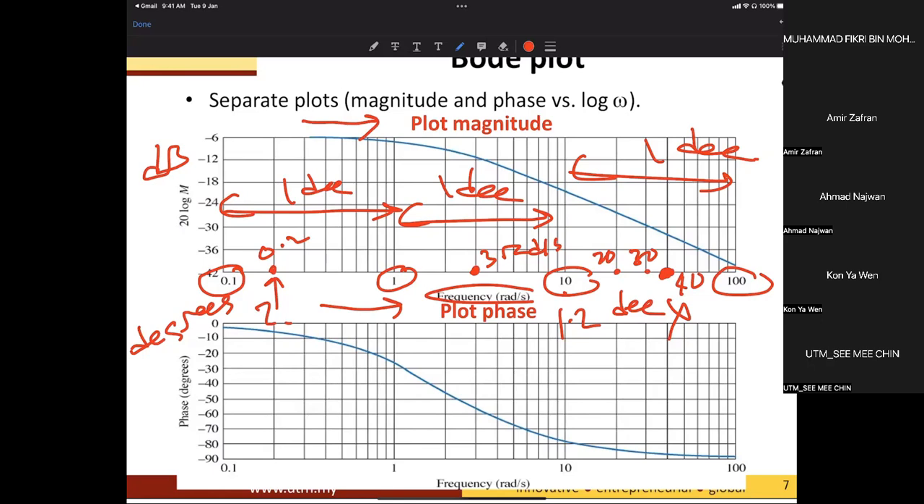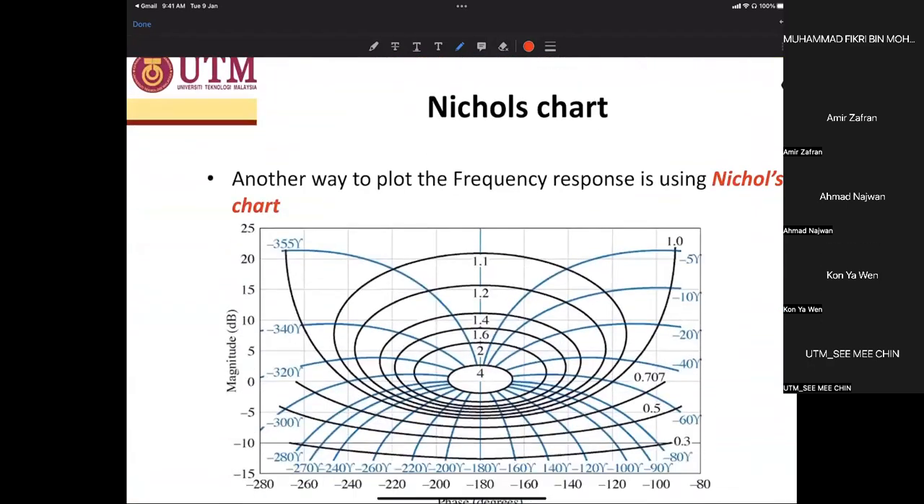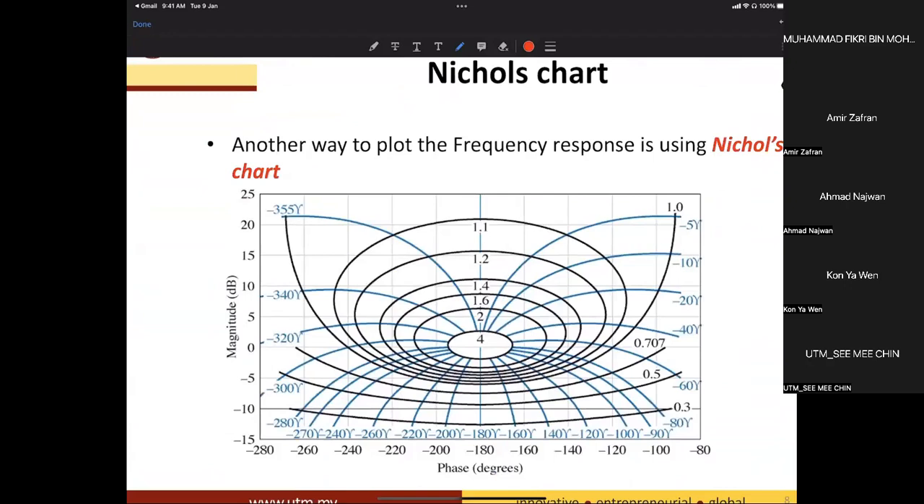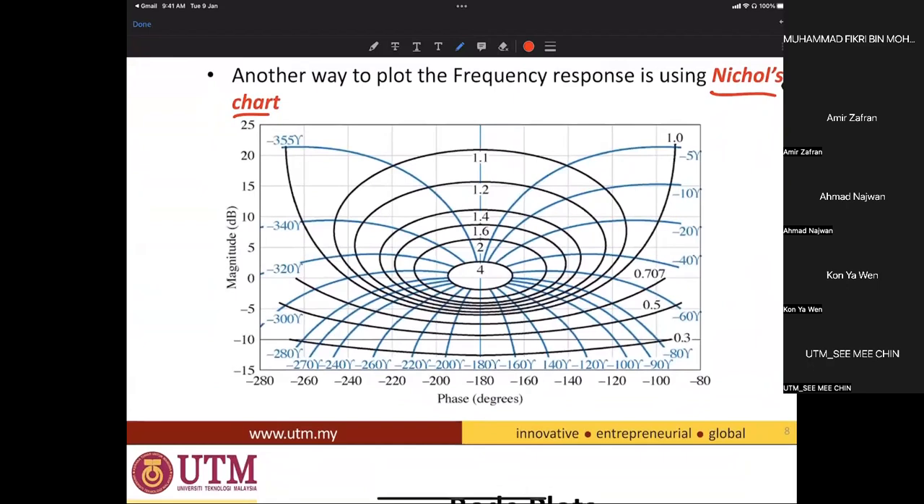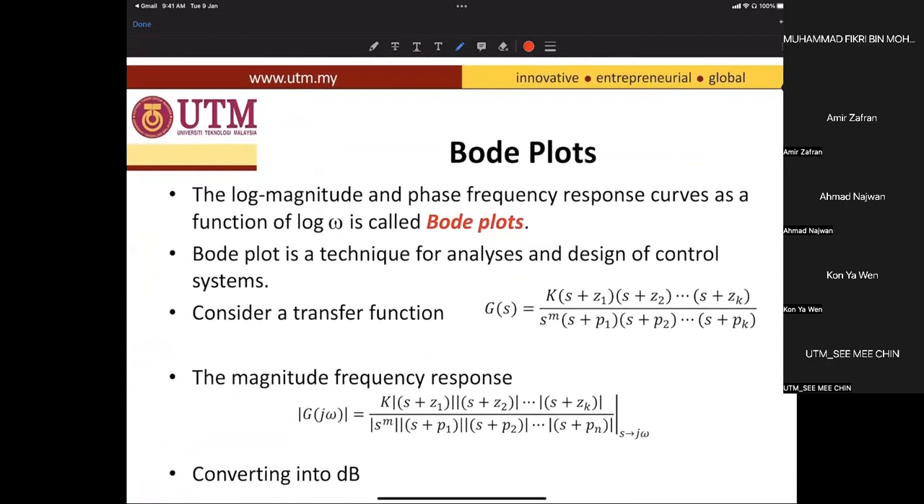Okay. So another way to plot a frequency response is by using a Nichols chart. This is an alternative way. But in this subject, we are being instructed not to teach the Nichols chart. Just to inform you that there is another way to plot a frequency response.